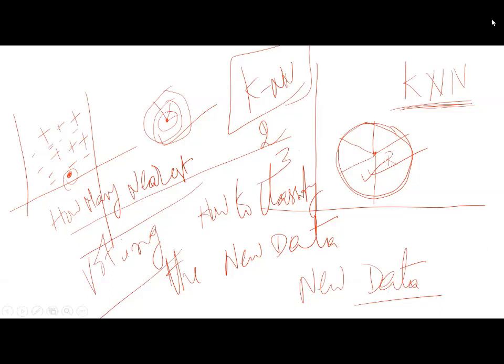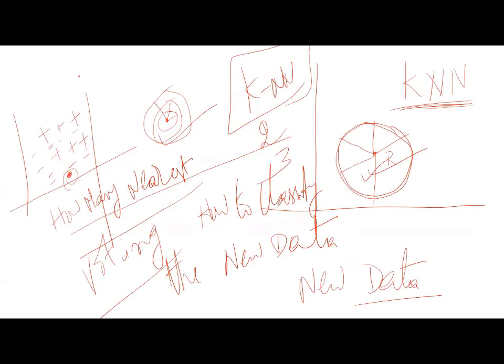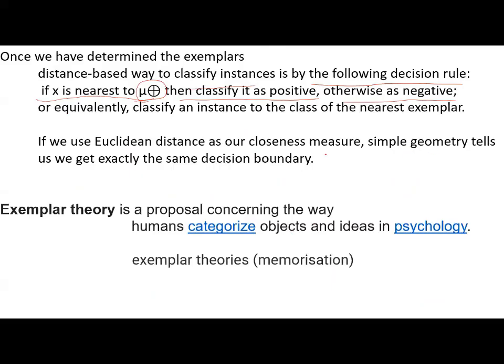Let me cover some theoretical part for this. Once we have determined the exemplars, a distance-based way to classify instances is by following a decision rule. If X is nearest to mu positive, then classify it as positive. Otherwise, classify it as negative, as simple as this. Or equivalently, classify an instance to the class of the nearest exemplar.